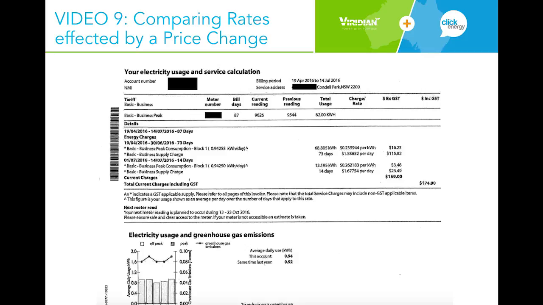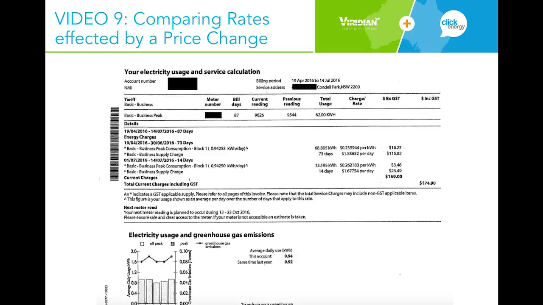a 73-day period. However, you can see there from the 1st of July, for the final 14 days of the bill, the electricity and the supply charge were charged at a higher rate. This customer experienced a price change on the 1st of July.